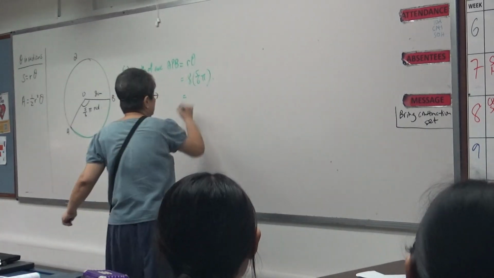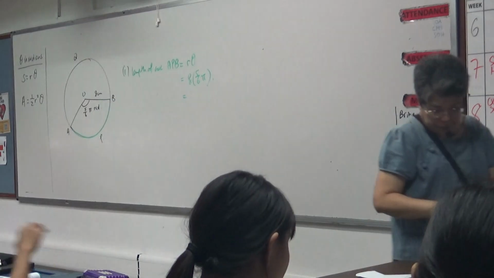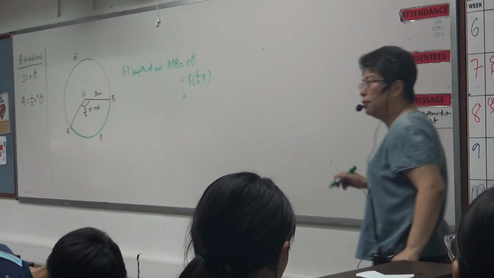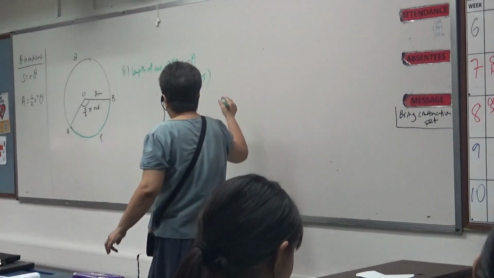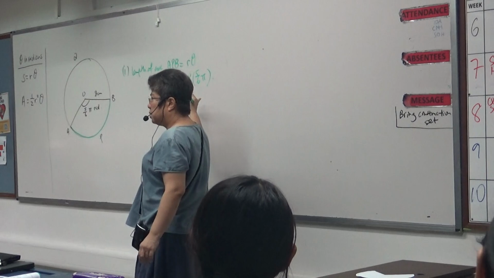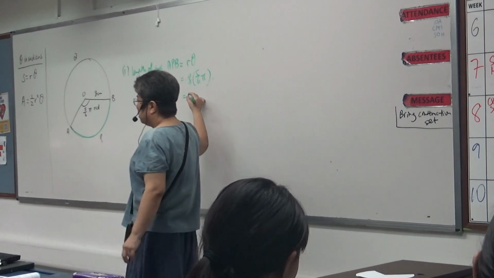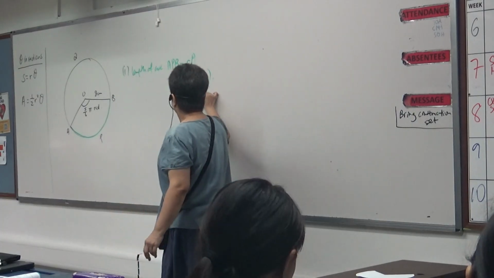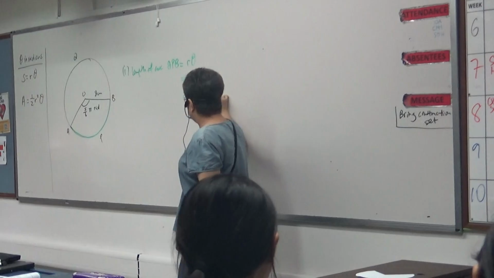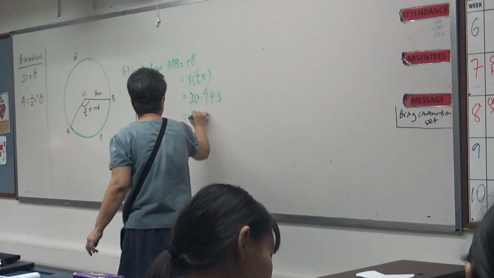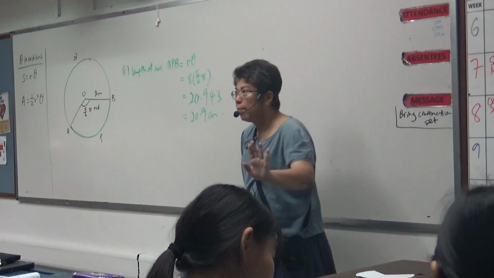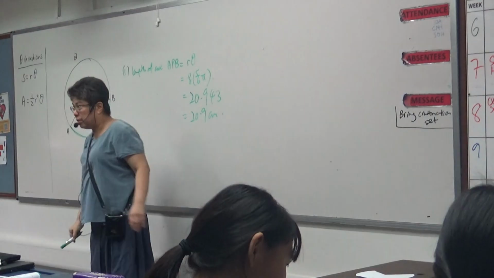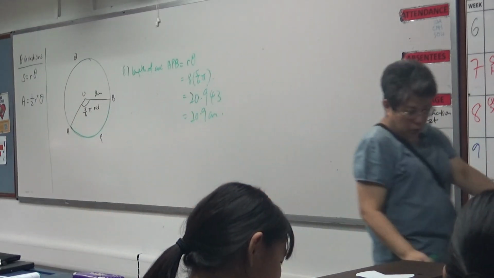Can all of you key in for me? What's this value? Truncate, please. What's the value? 20.9. Is this correct? So this will be 20.9 cm straight away. Can you see? How come I can do r theta? Because this angle is in radians. Okay? Now next part, part 2.